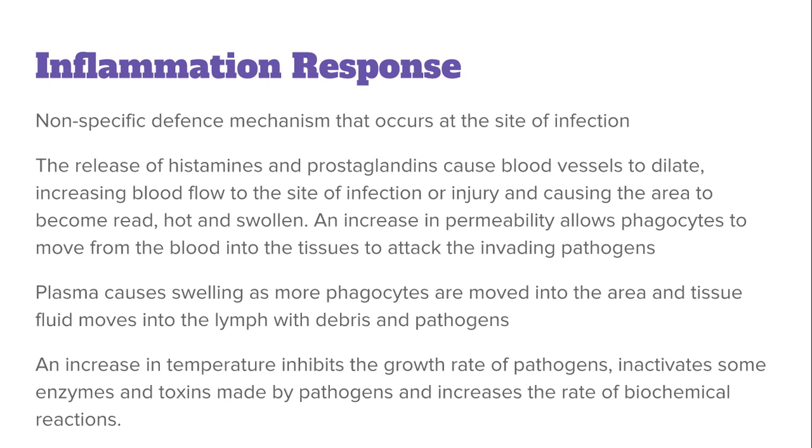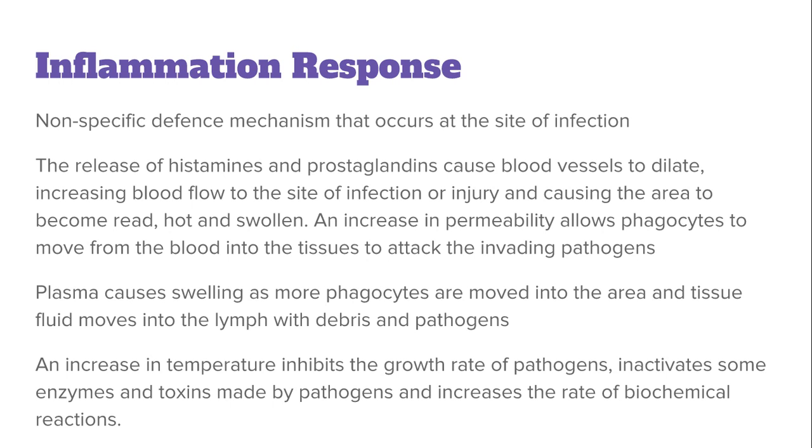So the first is the inflammation response, and this occurs at the site of an infection. There is a release of histamines and prostaglandins, which can cause blood vessels to dilate, increasing blood flow to the site of infection or injury, and causing the area to become red, hot and swollen. If you've ever had an infection, you'll notice that it does go red. It swells up a little bit, and the skin around it becomes tighter because of that increase in blood flow.